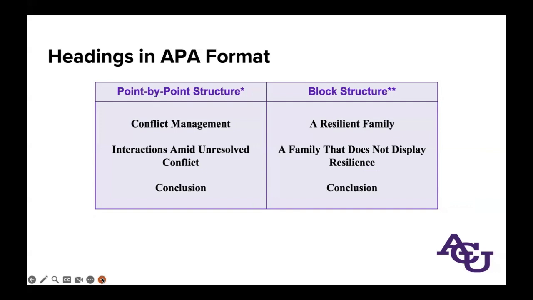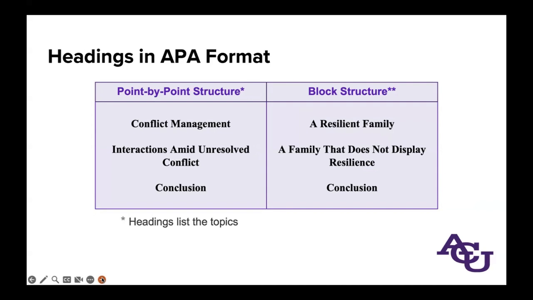In APA, a major section of a draft can be indicated with a level 1 heading, which we center in bold and title case on its own line before the paragraph text starts. Title case means that all the major words in the heading, including prepositions or conjunctions of 4 or more letters, are capitalized. On the left, we have a list of headings that you might want to use if you write the paper in point by point structure.